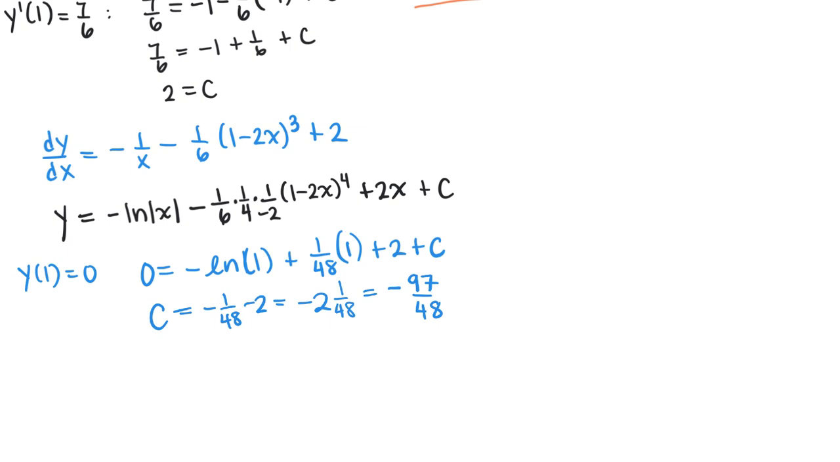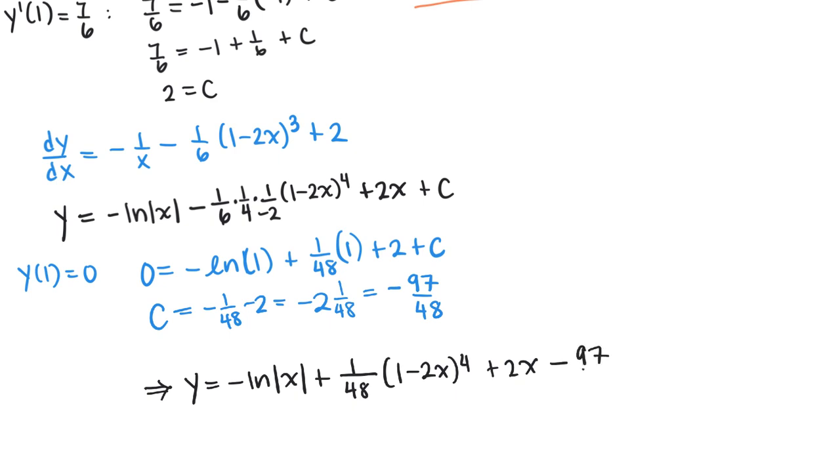Okay, let's find our y equation now. So y equals negative ln of the absolute value of x, plus 1/24, 1/48 quantity 1 minus 2x to the fourth, plus 2x. And now we can add our constant, which is negative 97/48.